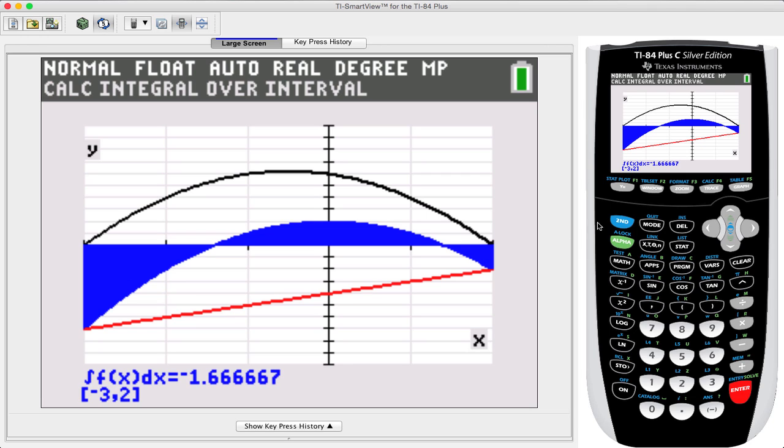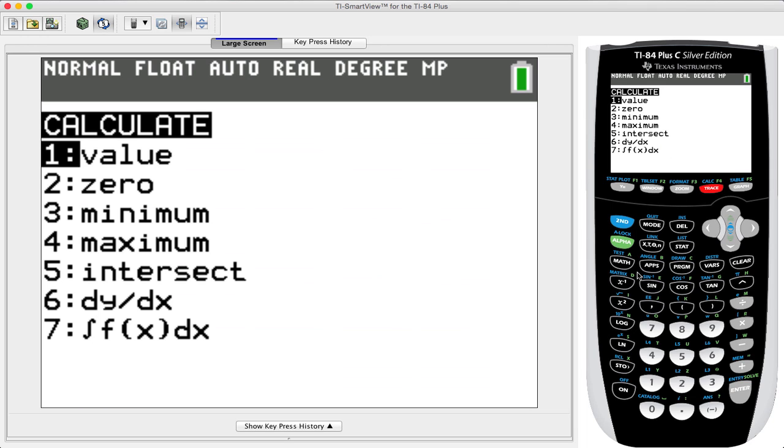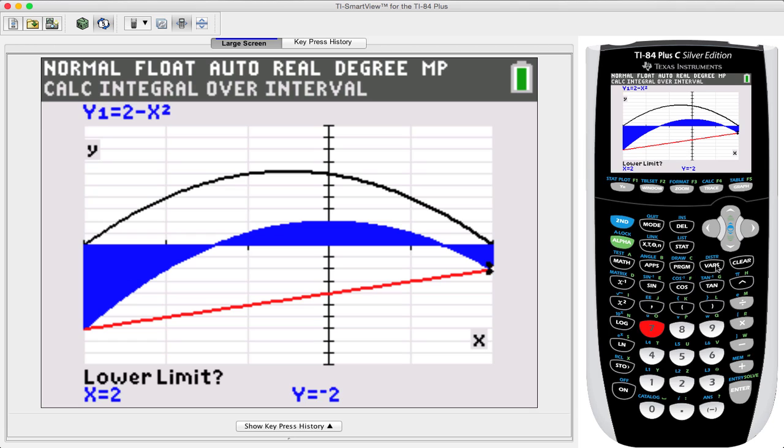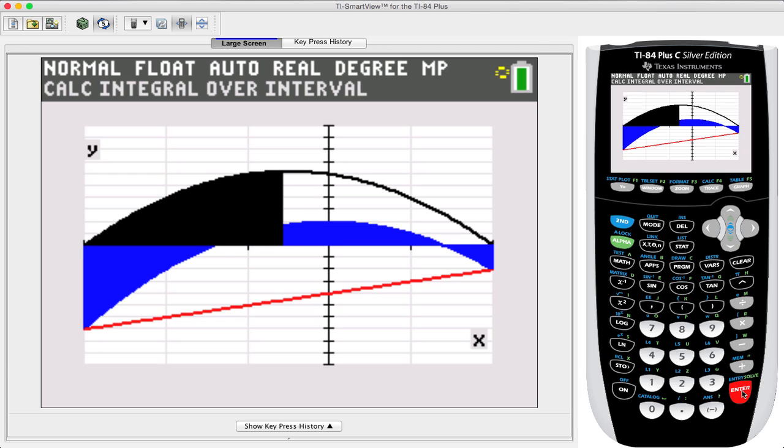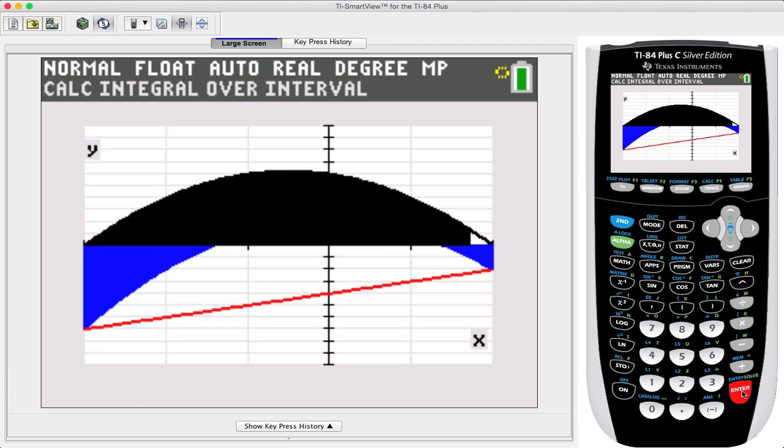Let's do that one more time. Let's do second and then trace. When I click on 7, I need to make sure I'm on the black curve. So on the black curve, I see it now. Y sub 3 is equal to the parabola minus the line. The lower limit we set was -3, and the upper limit we set was 2. And now when it does the integration, let's see what our result is. Our result does come in as that 20 and 8/10 over the interval -3 to 2, just like we calculated by hand.